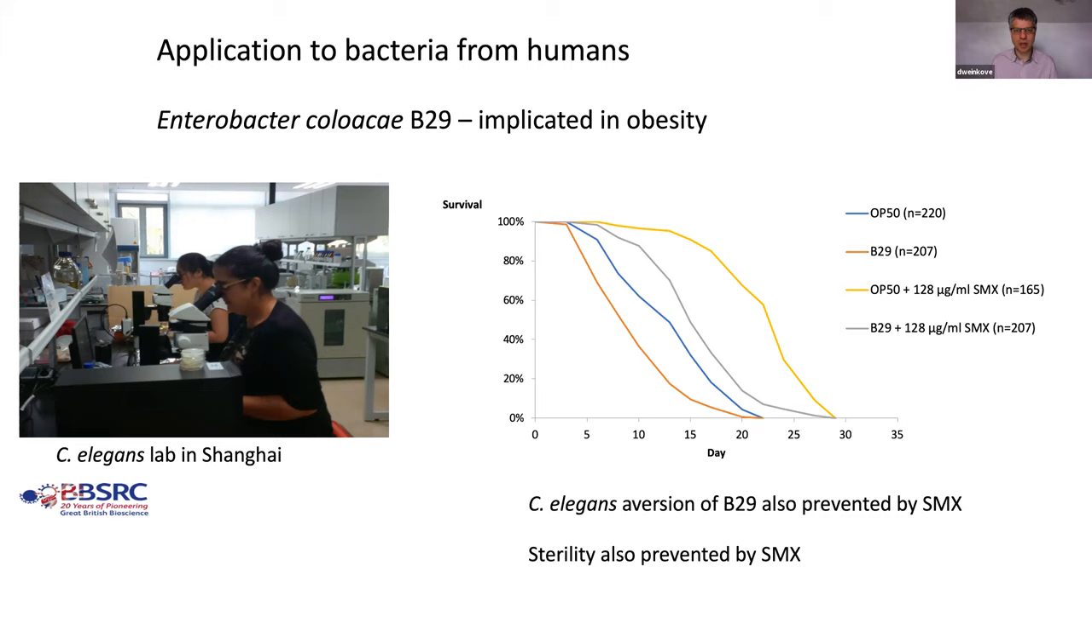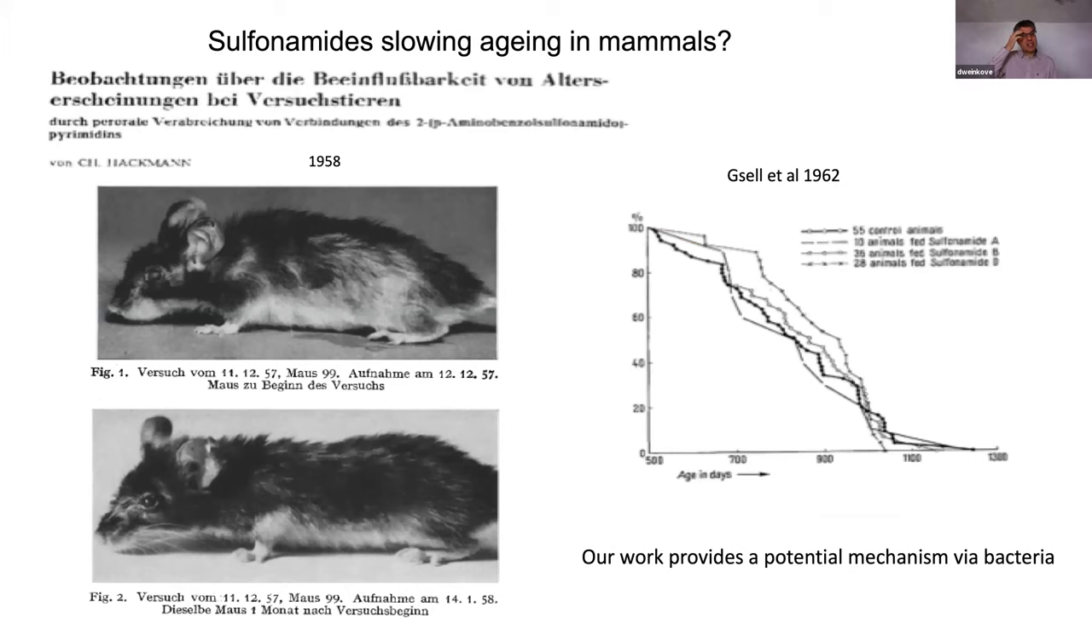So do sulfonamides affect aging in mammals? Well, we don't know yet. We'd love to do those experiments. When we put an application to the patent office, they found this paper from 1958, which showed that a sulfonamide, developed by the Bayer Corporation, which was one of the original originators of sulfonamides, caused increased lifespan in mice, rats, and even dogs.